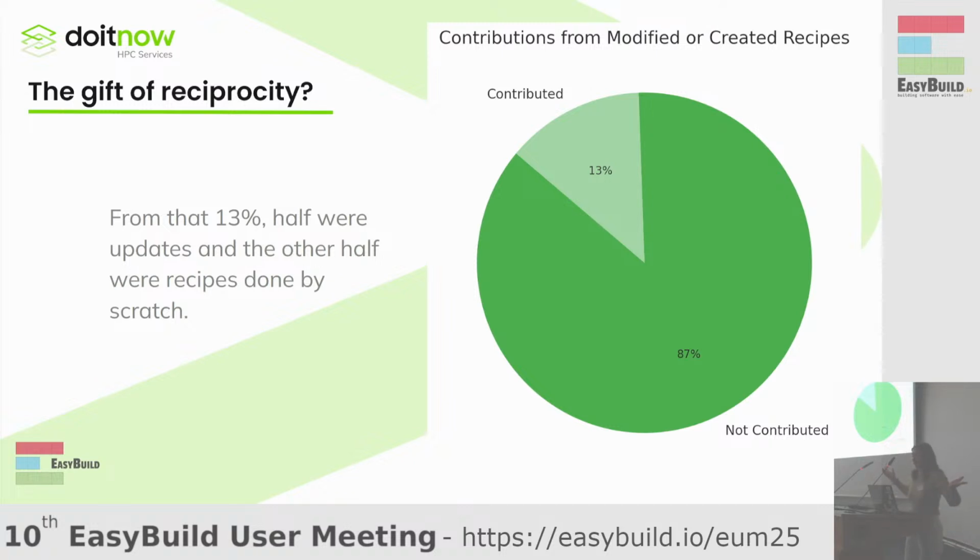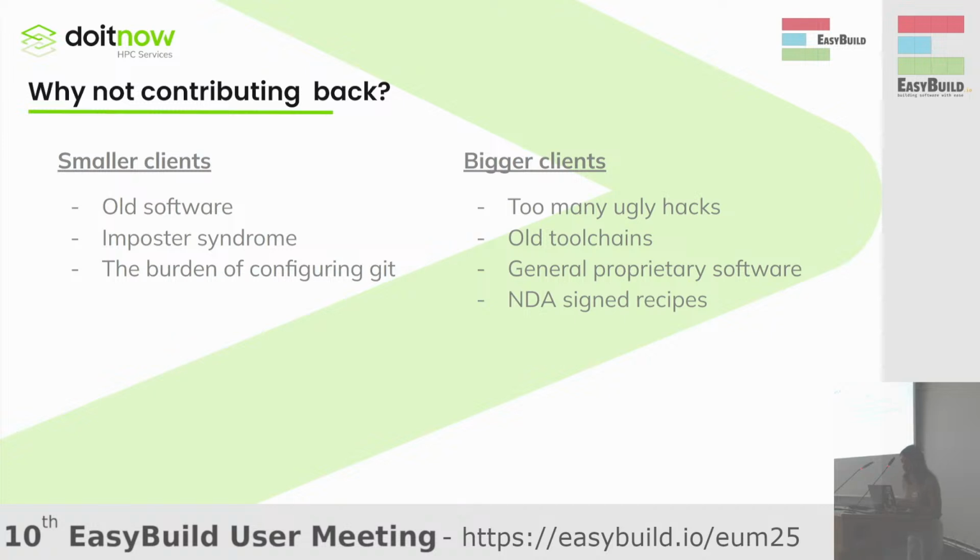And what about the rest? Why not contribute back to EasyBuild? Well, I interviewed my colleagues a bit, and I noticed a clear pattern between the ones in charge of smaller clients and the ones in charge of the bigger ones. And it turns out, for the smaller clients, most of them just have imposter syndrome. They believe their recipe is not good enough to meet the quality standards of the EasyConfig repo, or that it won't be interesting to the community because it's super old software, that weird niche bioinfo package that they found in some paper from 11 years ago. Yeah, I can see people relating.